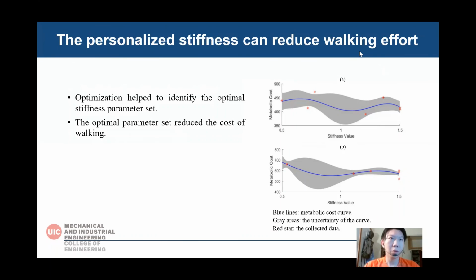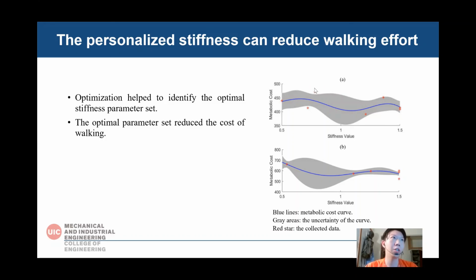On the right side, this is the metabolic cost landscape of subject 1 and 2. The blue lines are the mean metabolic cost curve, the gray area indicates the uncertainty of the curve, and the red stars indicate the collected data.